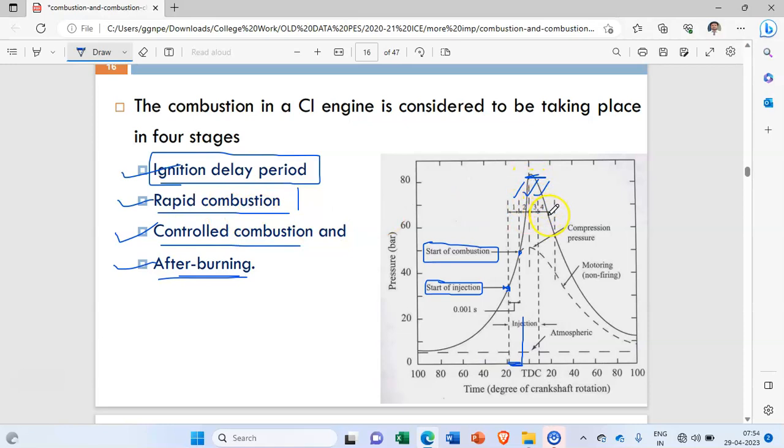And after point number 3, at point number 4, you will get the afterburning. Whatever unburned carbons are remaining at the end will get burned, and that process is called afterburning. Here there is one more thing, that is motoring, that is non-firing. Unburned hydrocarbons are available there, but they are not yet burned. That is called a motoring effect, right? So these are the 4 stages.